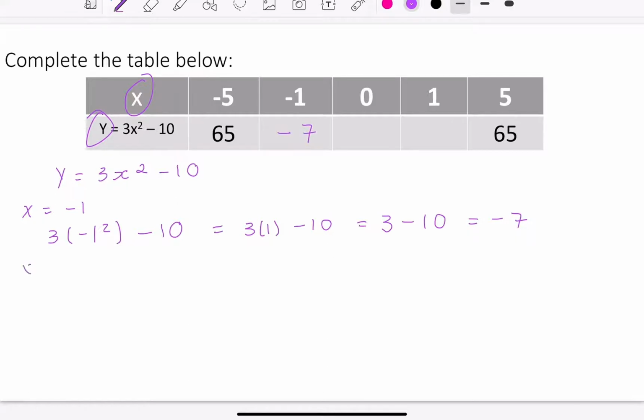If I have x is 0, I get 3 times 0 squared minus 10. 0 squared is 0. 0 times 0 is just 0. 3 times 0 is just 0. If 0 is there, you're just going to get rid of anything that's being multiplied by it. So I now just have 0 take away 10, which is just minus 10.